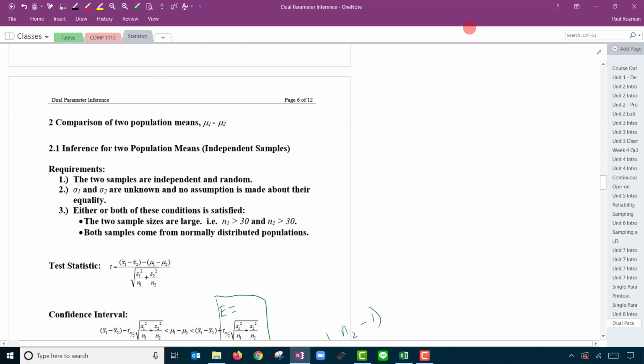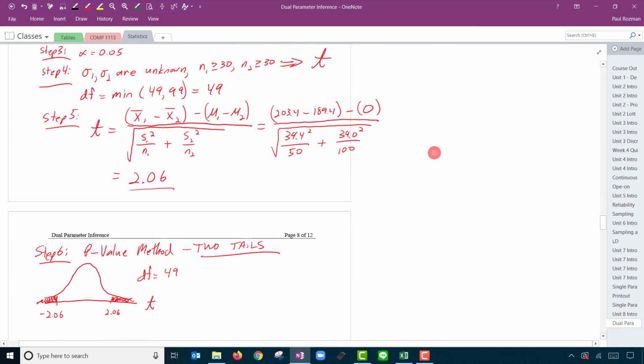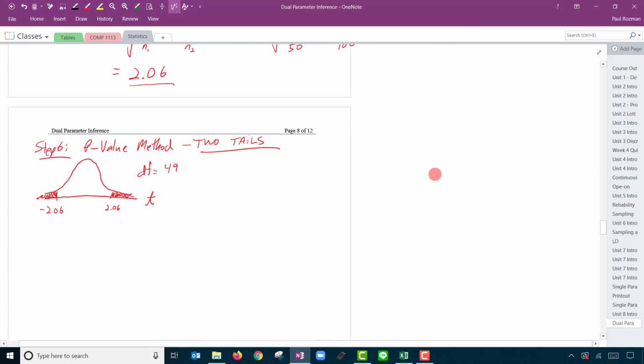Lost our page. Our p-value. This area here, we said it was between 0.01 and 0.025. We don't know exactly what it is. And this area down here, same thing, 0.01 up to 0.025. That didn't turn out that great. Let me try again.